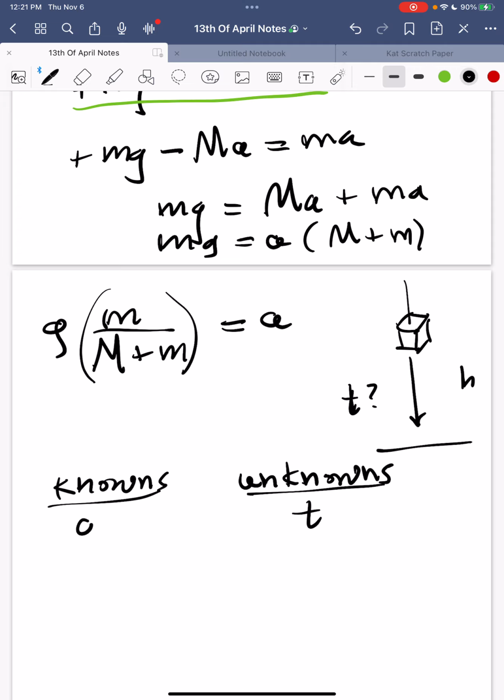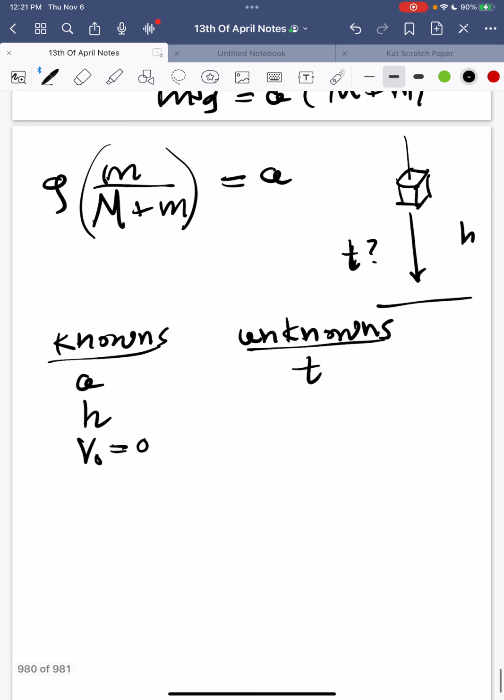That's what the question is asking for. What we do know is we now have a formula for a. We know the distance it falls. We know its initial velocity. That's going to equal 0. We also know about g. We know what that is. That's going to play into our formula here. We know capital M. We assume that's a given, and little m. So that's the mass of the hoop and the mass of the block, respectively.